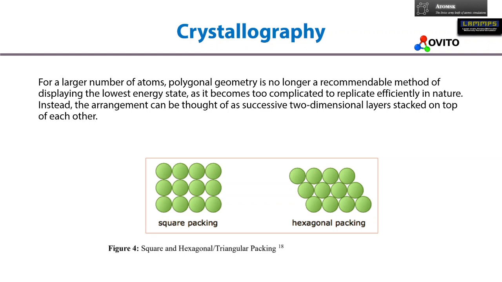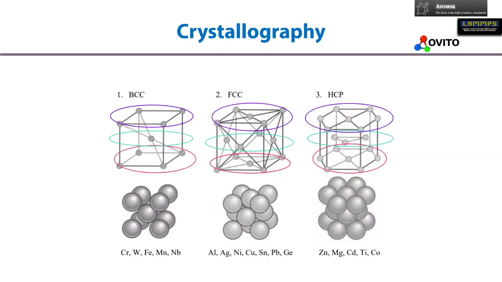We will be talking about three forms of crystallography: BCC, body centered cubic, FCC, face centered cubic, and HCP, hexagonal close packing. At the bottom of the three figures, you will see three different kinds of elements which generally opt for these structures, but you have to keep in mind that these are not concrete. Upon various conditions, they may change the structure they are forming. This is more like a generalized case.